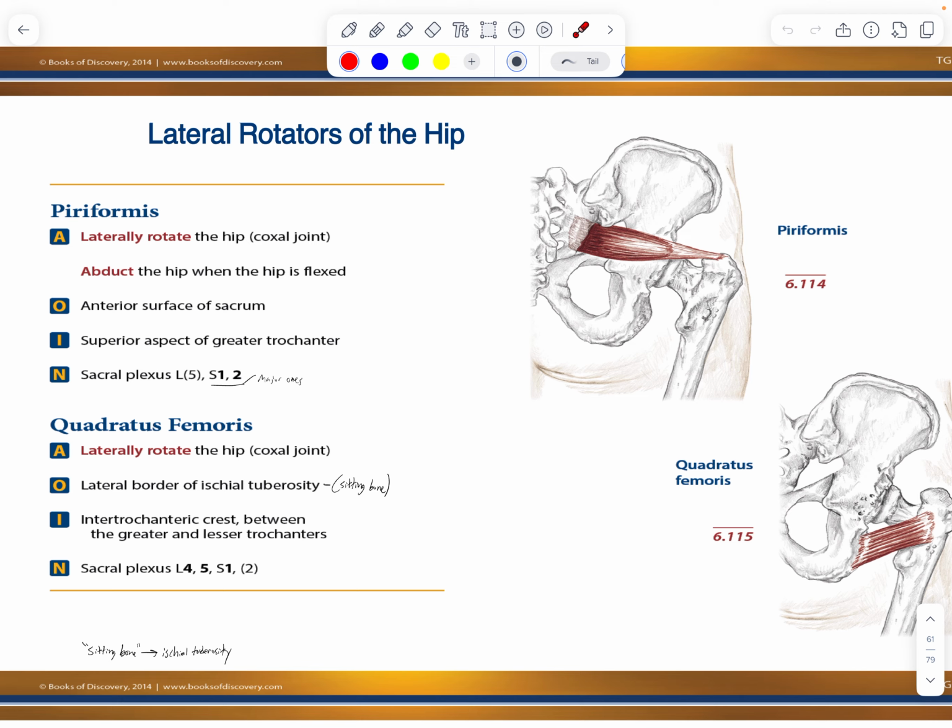All right, so what does this do? This laterally rotates the hip, hence the name of the group, and it abducts the hip when the hip is flexed. So two actions there. All right, and this is innervated by the sacral plexus, L5, S1, S2.